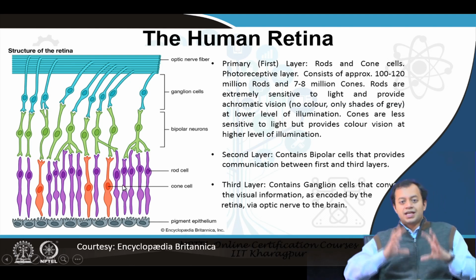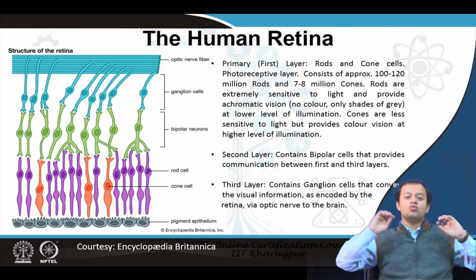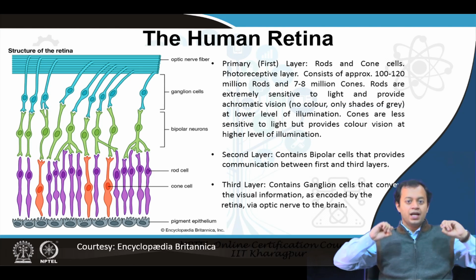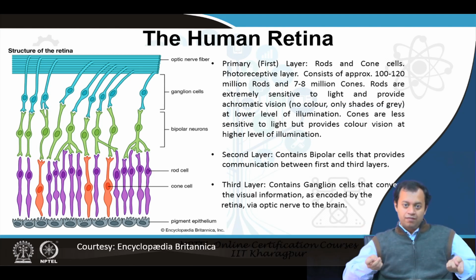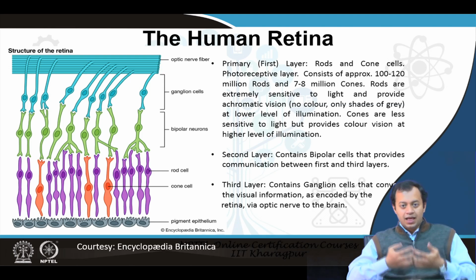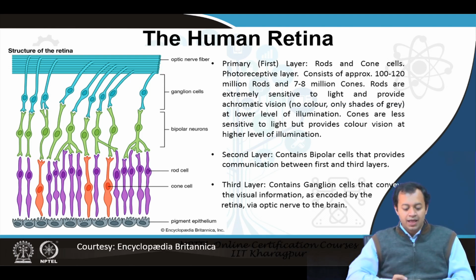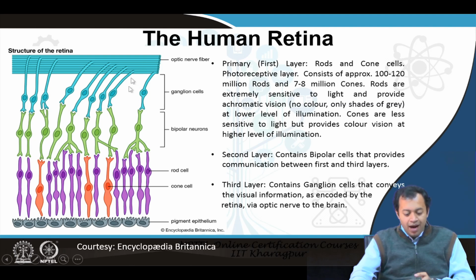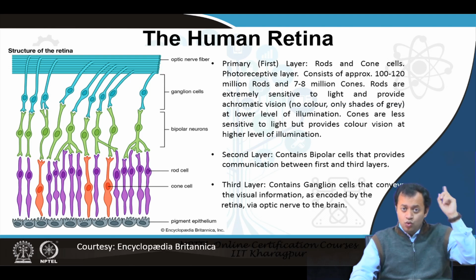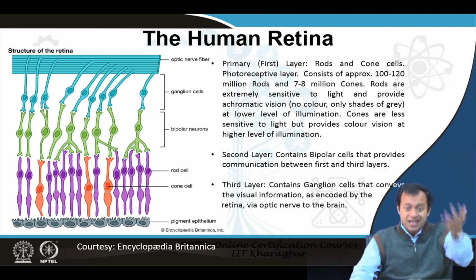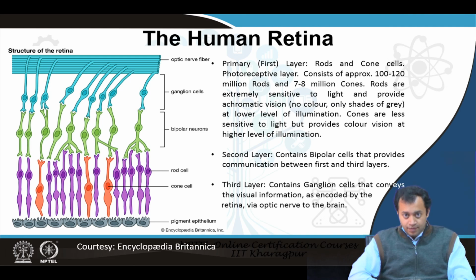So cone cells are the photoreceptive cells where the actual light reception is taking place, where light energy is getting converted into some kind of electrochemical energy, and that electrochemical impulse is being carried forward by our ganglion cells via the bipolar neurons onto our brain, where we are perceiving what we are seeing. There is a difference: perception and seeing. This part is seeing, that part, the brain part, is perception.